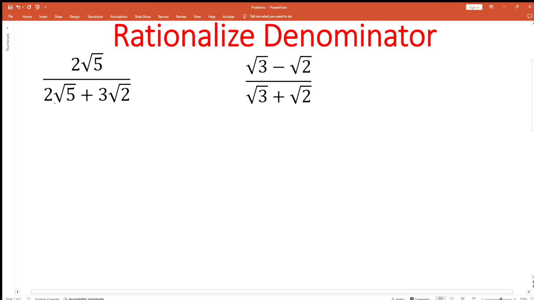For that, we have to use the conjugate method. Conjugate expression is an expression that has the same terms but the opposite sign between the terms. The conjugate of this denominator expression is 2 square root 5 minus 3 square root 2. So we should multiply the numerator and the denominator by 2 square root 5 minus 3 square root 2.